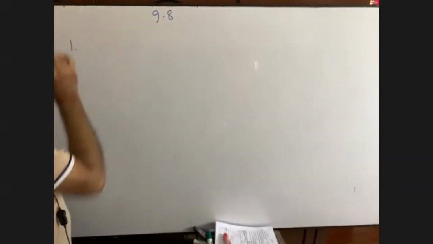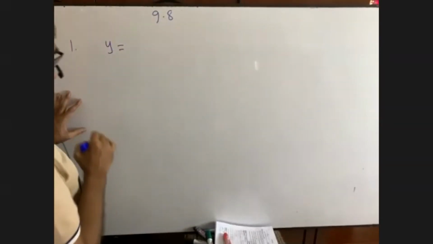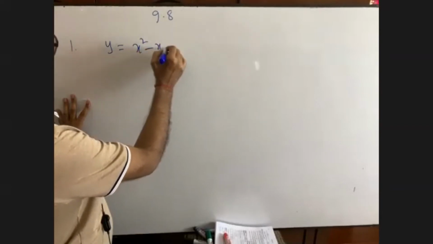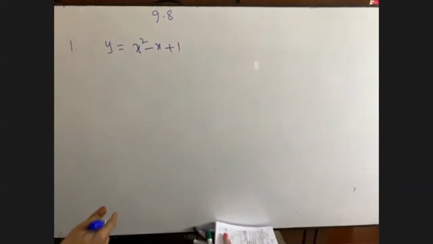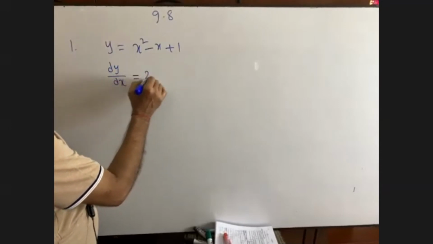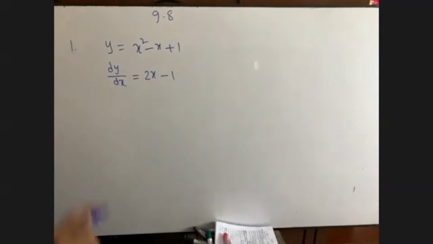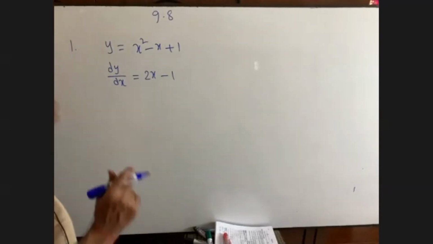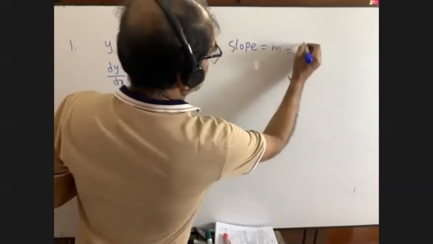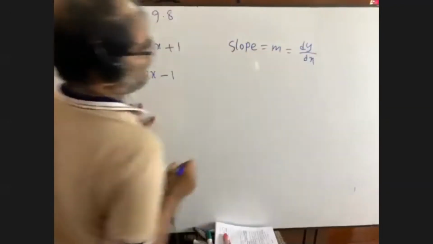9.8 question number 1. Find the slope of the tangent given y equals x square minus x plus 1. Can you please find it? Slope means what? dy by dx. So dy by dx equals 2x minus 1. I told you again and again, slope means m means dy by dx.